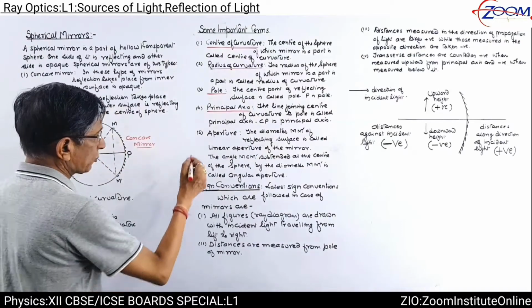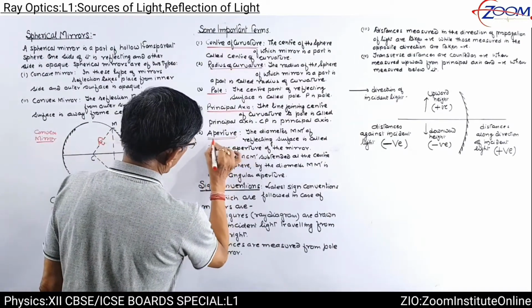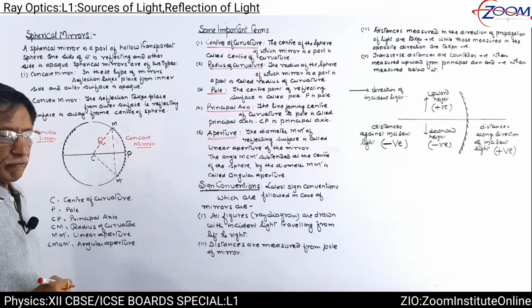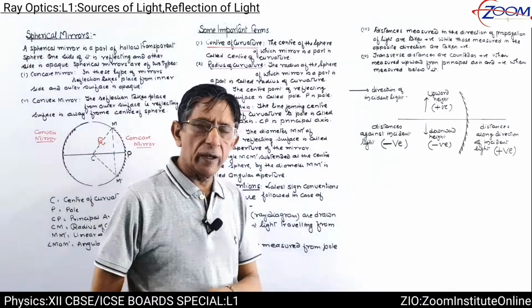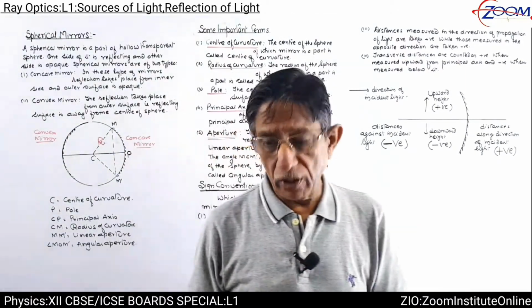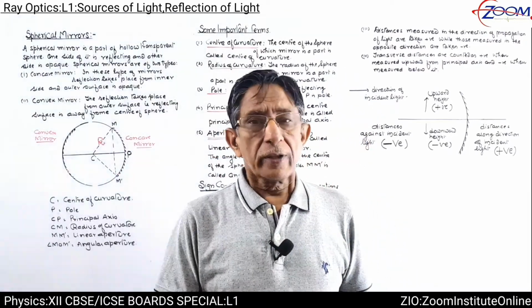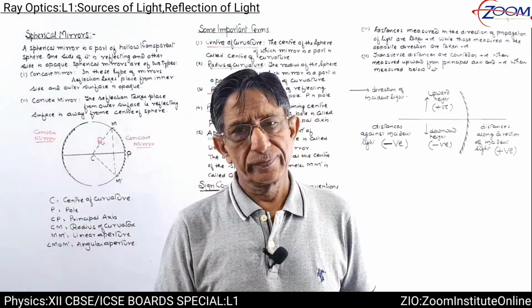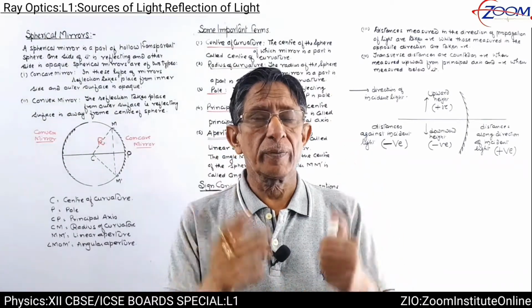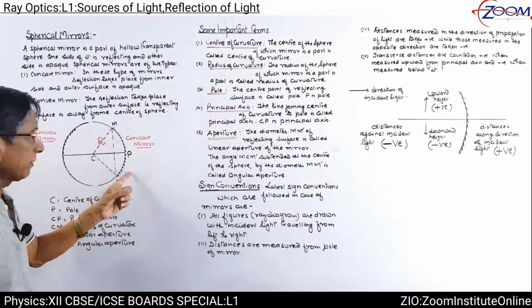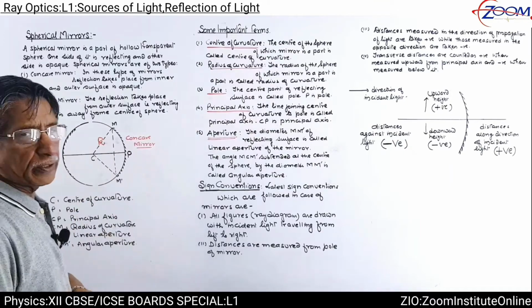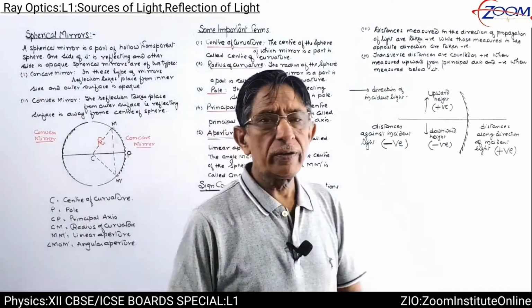And the next important term is, students, aperture. There are two types of aperture of a mirror. One is called linear aperture and one is called angular aperture. The diameter of the mirror is called linear aperture. This is your mirror. MM dash is its diameter. So MM dash is called linear aperture.